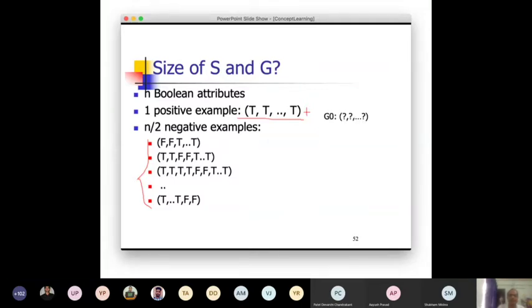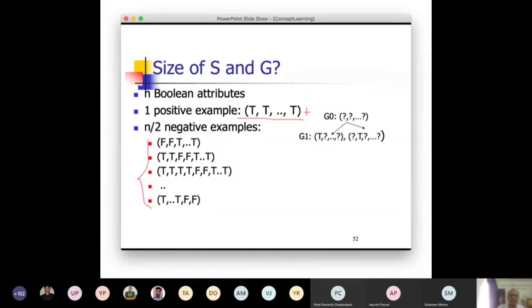Say you know that the first G would be all question mark. You can say G1 also. It is in the first iteration when you get the positive example. Suppose this is the sequence by which you are getting these examples. When you get this one first, S1 is all T, and G1 would be all question mark. Let me put it as G0.